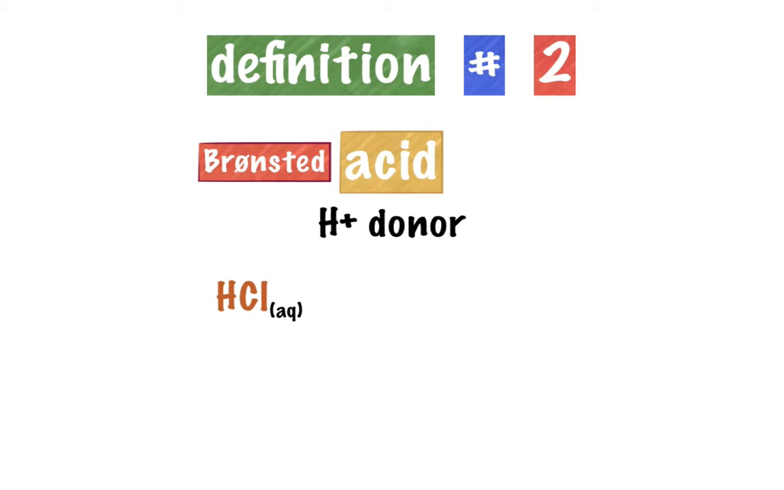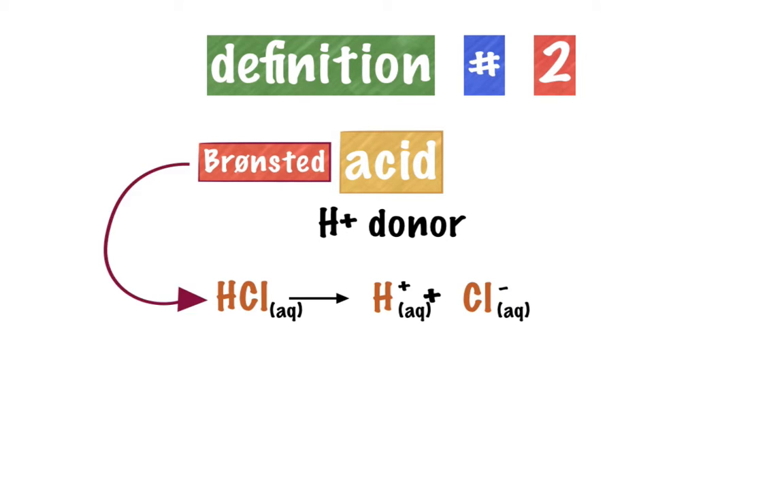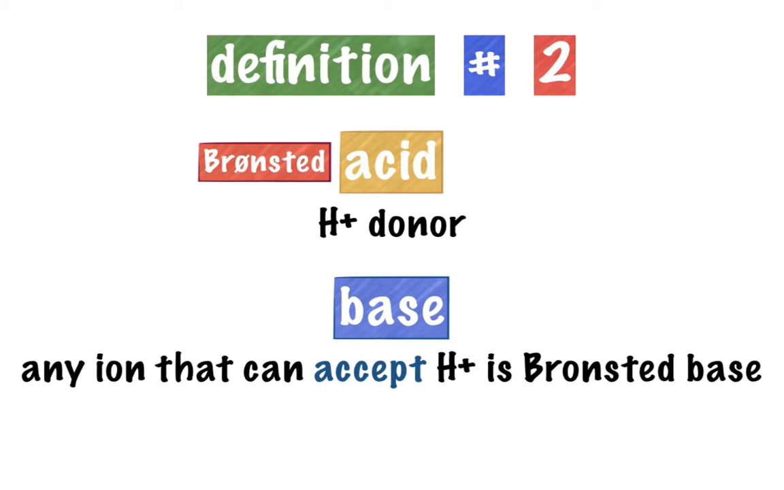An example of that is hydrochloric acid in an aqueous solution. Hydrochloric acid, when poured into water, will dissociate into a hydrogen ion and a chloride ion. So hydrochloric acid is our Bronsted acid, because it is donating a hydrogen ion, which is indicated right there. That is our hydrogen ion. And a base is one that accepts the hydrogen ion.